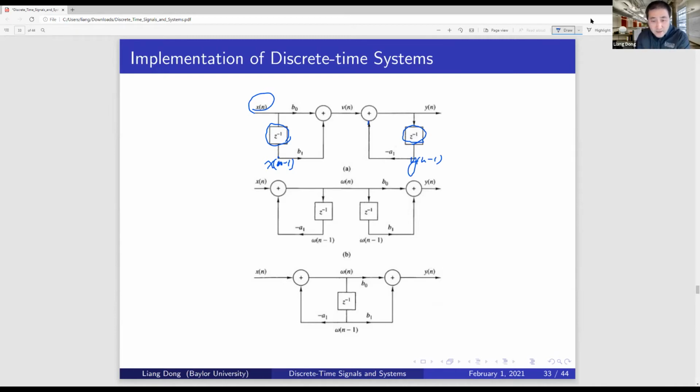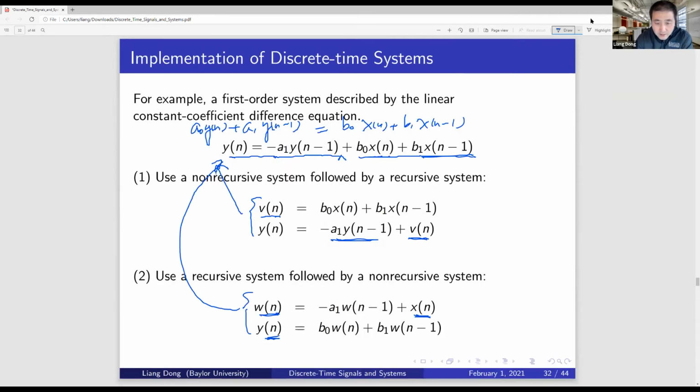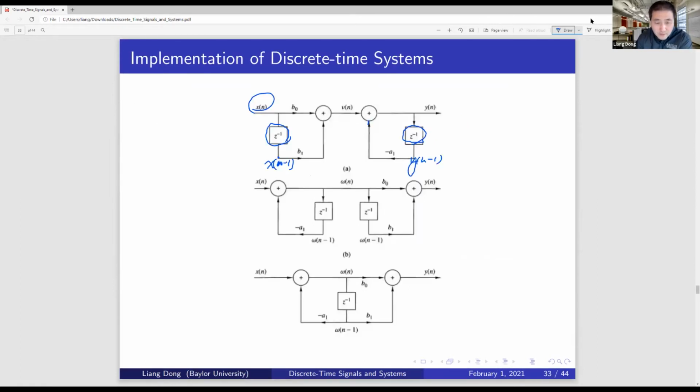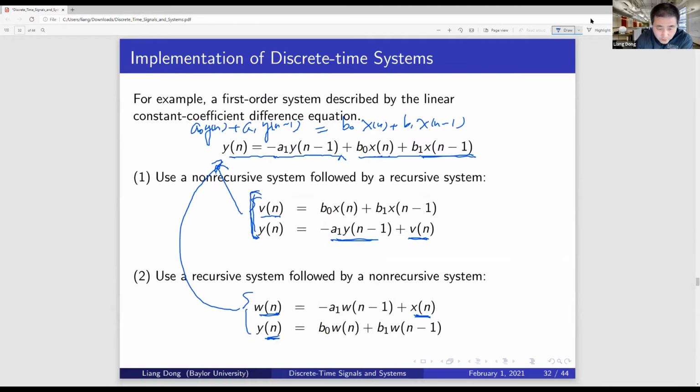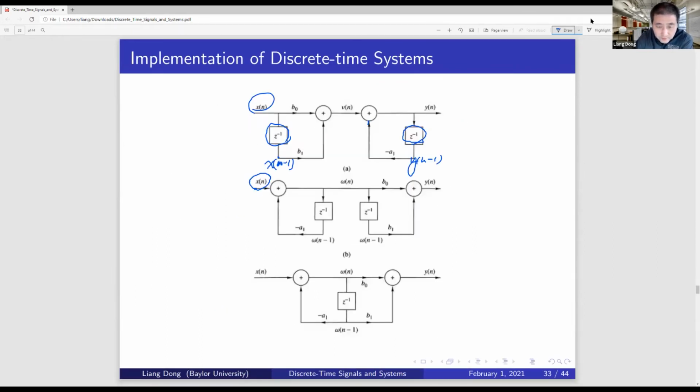Okay, so that is the first implementation, the one here. And that will give me the system of the original difference equation. Now the second system is that I have x[n] coming in, and the second part is this equation here. But let's see if those two are equivalent.